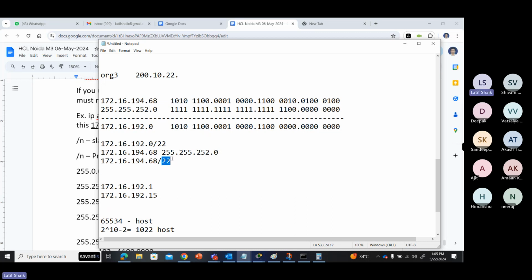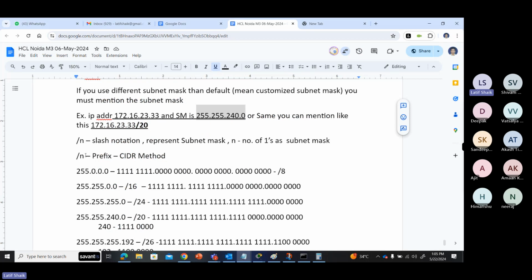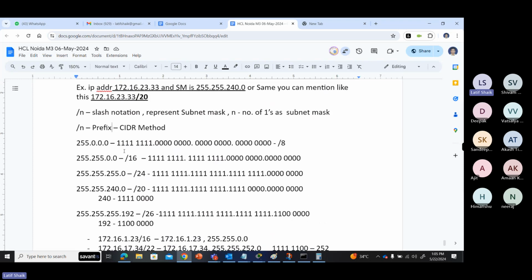This slash notation is also called a prefix in some places. In certain systems, usually Linux based or Unix based systems, you type an IP address with the subnet mask simply as a slash notation: slash 8, slash 16, slash 22, slash 20, slash 24, slash 30. Like that, you can mention it. So here are the three default subnet masks.